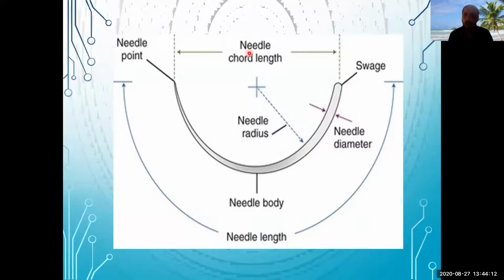Okay, needle chord length. Another is the chord length. We have discussed that needle length means the length of the whole needle. Needle chord length means the distance between the two ends, the suture end and the tip. This is not always double the needle radius, because if it is a 3/8 of a circle, then this would have been the needle chord length. Okay.